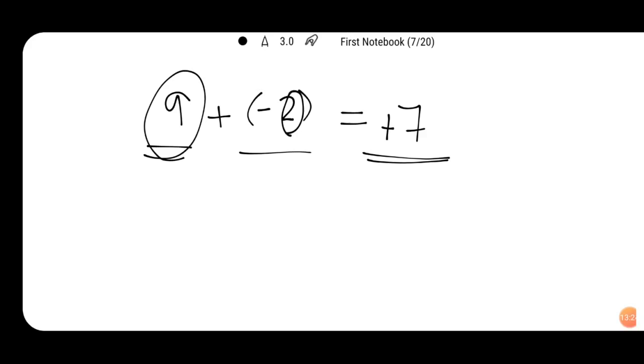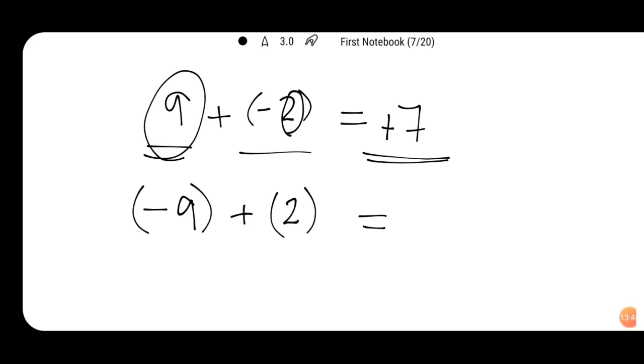Okay. Now, let's see the other case. That is, 9 is negative and we are adding it with positive 2. In this case also, it is the same thing. If one number is positive and the other number is negative, we will subtract them.